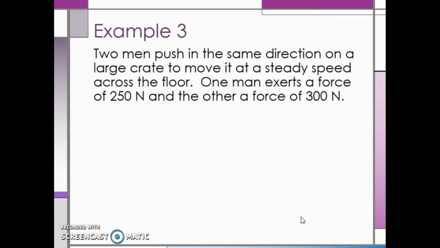We have one last example that will demonstrate equilibrium. Two men push in the same direction on a large crate to move it at a steady speed across the floor. One man exerts a force of 250 newtons and the other a force of 300 newtons. We want to know what frictional force opposes the men.